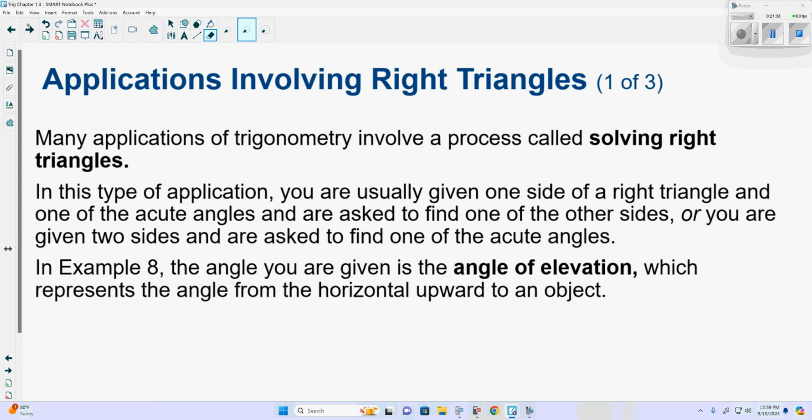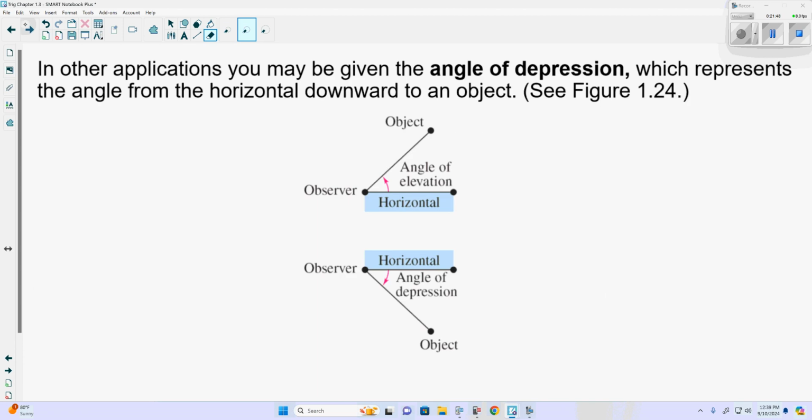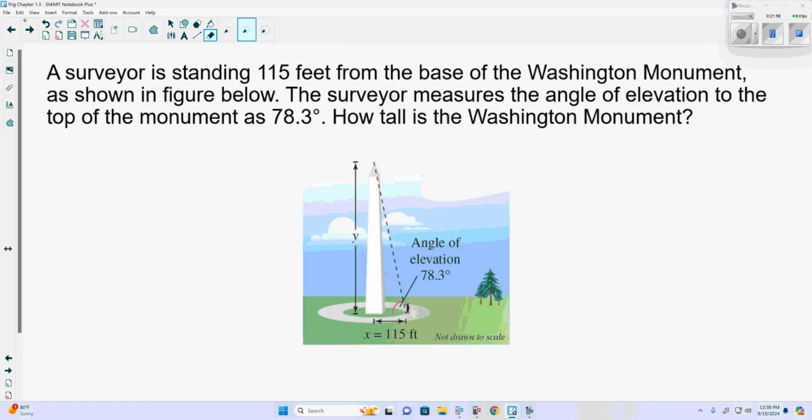There are many different applications for solving right triangles. In this type of application, you're really just given one right triangle, acute angles, and you're trying to find the sides. Because we can talk about angles of elevation and depression to do this here. We have this as one of the examples, and it's just really setting the right triangle up and going from there. Does that kind of make sense?